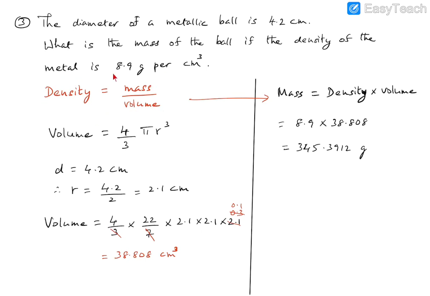Again, here the problem involves knowledge of some concepts of physics related to density. So you need to know the relationship between density, mass, and volume. If you know this expression, the first step is to calculate the volume of the metallic ball given its diameter, from which you can calculate the radius and substitute in the formula for the volume of the sphere and get the volume, and then use this relationship between density, mass, and volume to calculate the mass.